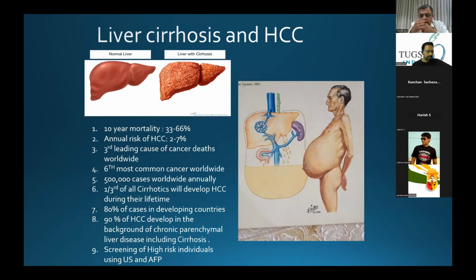What started as non-alcoholic fatty liver disease, we now have a concept called metabolic associated fatty liver disease. So NAFLD is being replaced by MAFLD. There is also alcohol-associated liver disease, etc. But essentially, all of these conditions lead to cirrhosis. Cirrhosis does lead to the development of hepatocellular cancer. 90% of all HCCs arise in the background of cirrhosis.